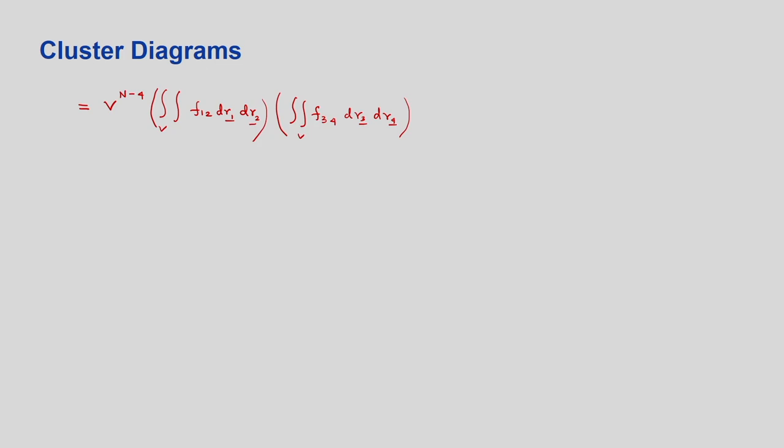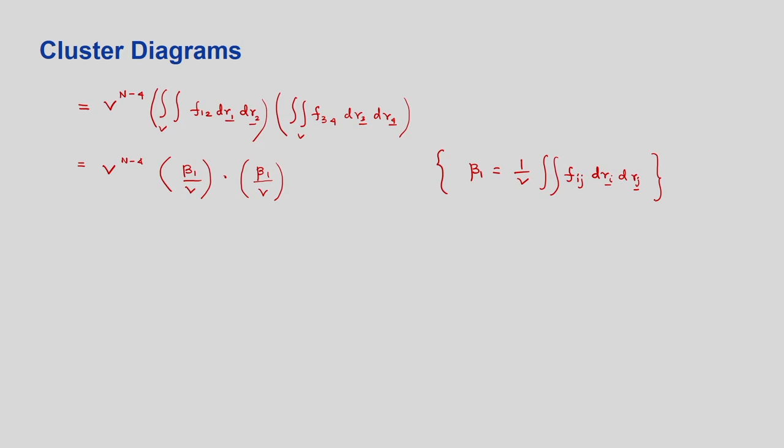So, it is nothing but beta 1 into V. So, it is Vn minus 4 into, what is this? Because we just now derived, it will be beta 1 into V. And this is also, again, beta 1 upon V. Just recollect, what is beta 1? I write it for your convenience: 1 upon V integral Fij dri drj. So, this is beta 1. I write beta 1 by V whole, so it can make sense.